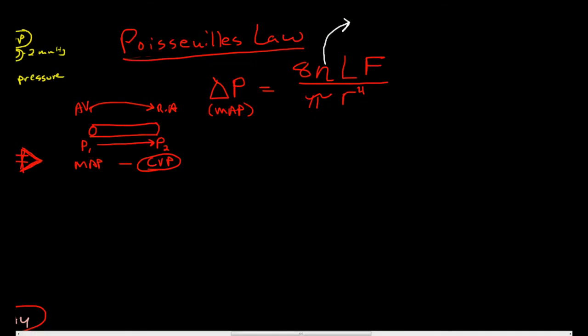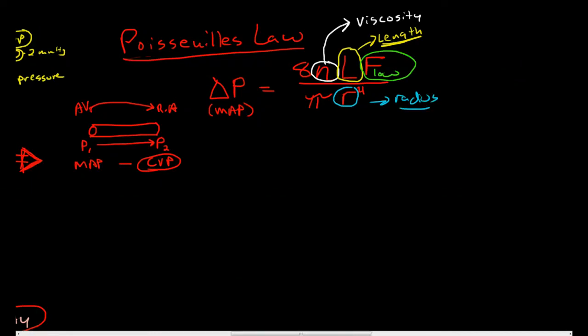This symbol here stands for viscosity. The L stands for the length of the tube, and since we don't change the length of the tube, it really doesn't change in our body, so it's essentially a constant for us. And F equals flow, and then again R is the radius of the vessel. And this is a variable because the body can cause vasodilation and vasoconstriction.